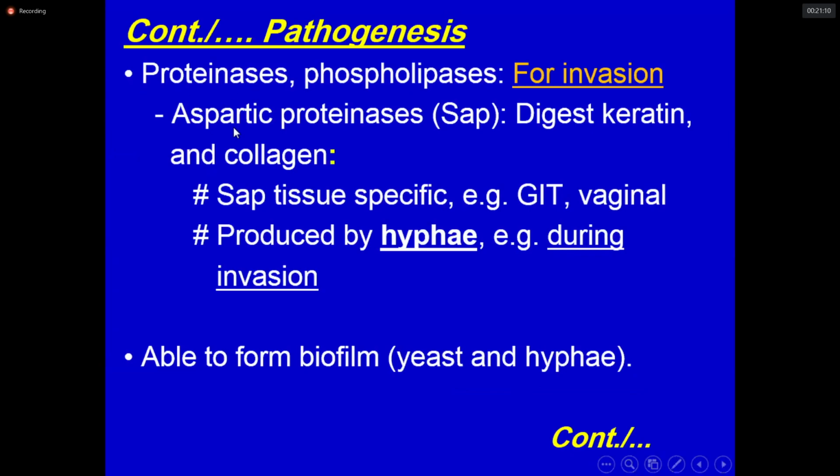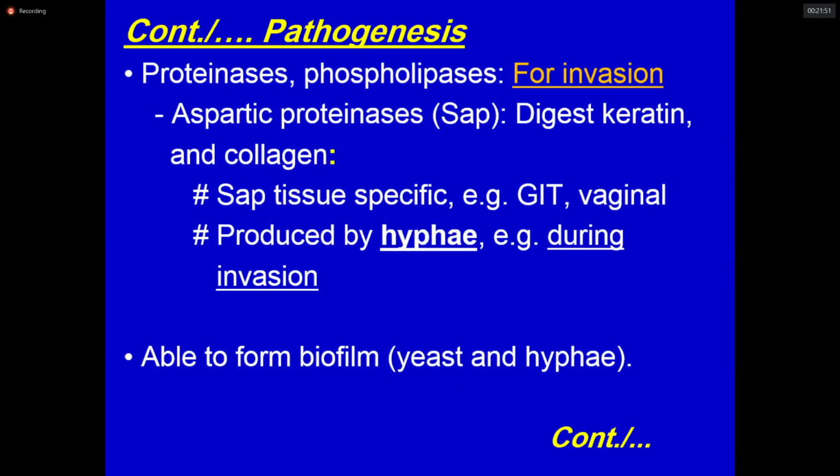For example, aspartic proteinase, SAP. Aspartic proteinases digest keratin and collagen. This aspartic proteinase, SAP, is tissue specific. There are specific enzymes to invade the gastrointestinal tract or vaginal area and so forth. So it is tissue specific. So you should remember that aspartic proteinases are tissue specific, and these are produced by hyphae during invasion.